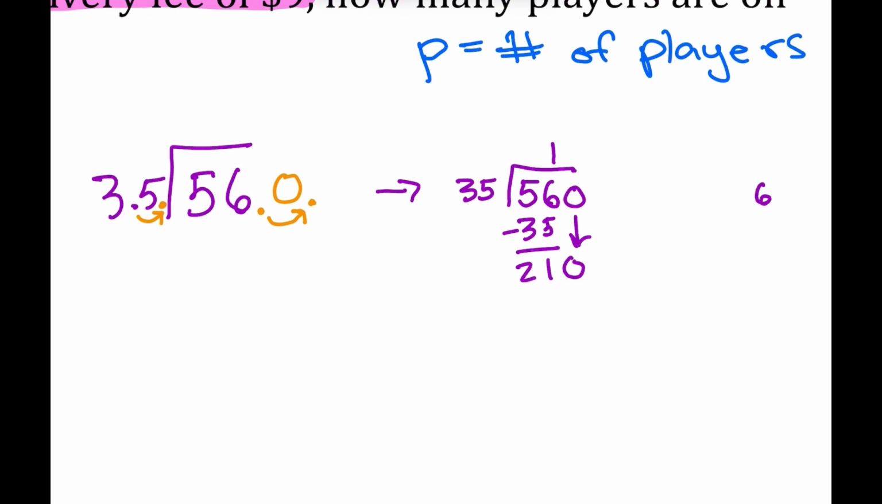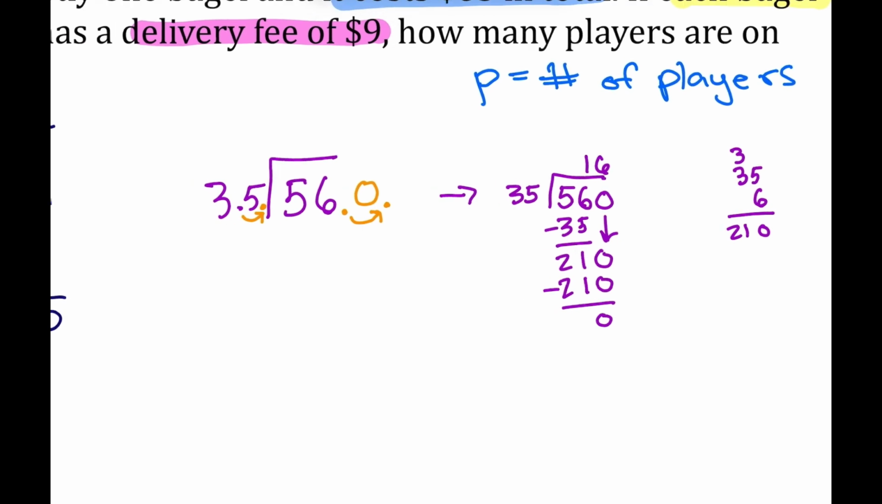So let's try that. 6 times 35. 6 times 5 is 30. 3 times 6 is 18, plus 3 is 21. So we ended up getting it exactly correct on the first guess. Had the number we had gotten been too high, we could have tried 5 instead of 6. Had it been too low, we could have gone up to 7. But a lot of times you just want to start with an educated guess and then go from there. All right, so 6 is our number. And it's exactly 6 with no remainder.